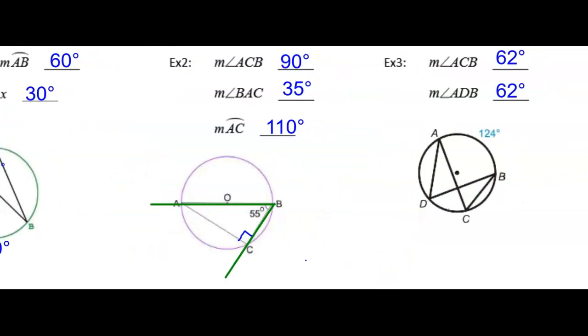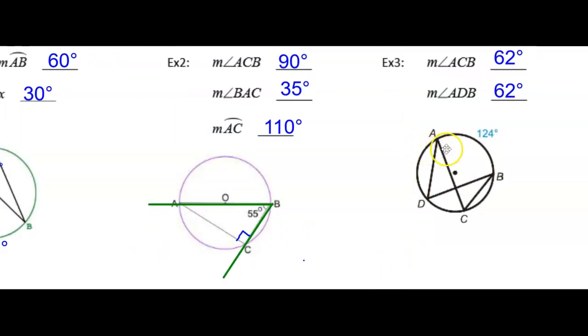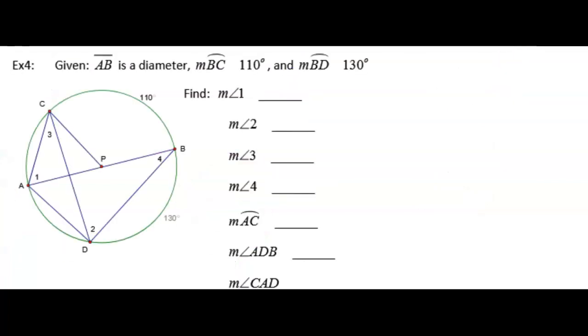Then if we look at that last problem, example 3, since both these angles, ACB, which would be this angle right here, and then ADB, go with the same arc of 124 degrees, they are both just cut in half. So that's half of 124 and another half of 124, so each of them are 62 degrees. Okay, go ahead and try example 4. You can pause the video, try that example, and then come back when you have it done.